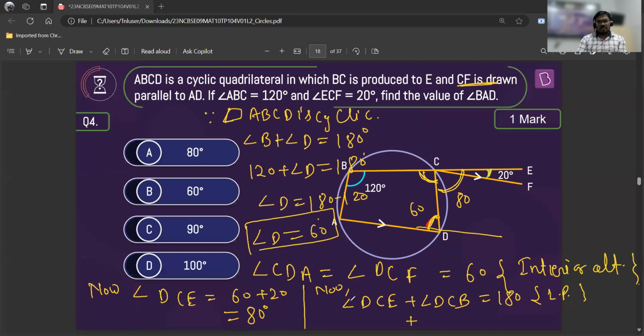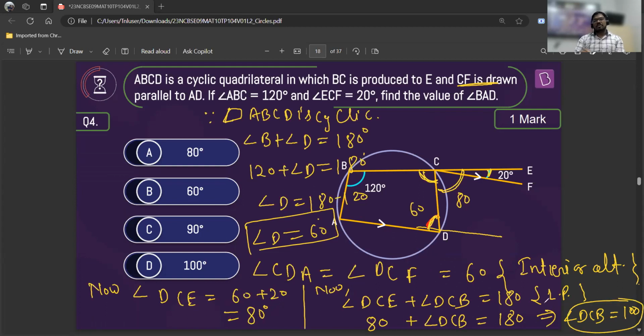This DC is 80. DCB we have to find is equal to 180. So by solving this, we got angle DCB is equal to 100 degrees, right? DCB is 100 degrees. That means we got this angle is 100. This is 100 now.